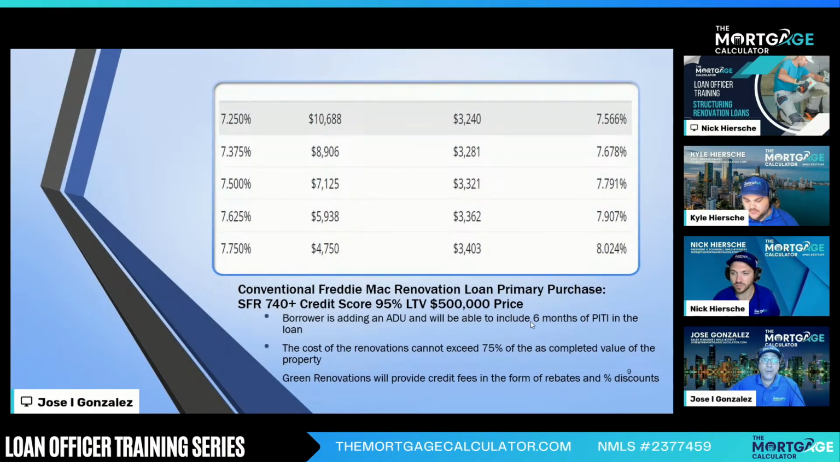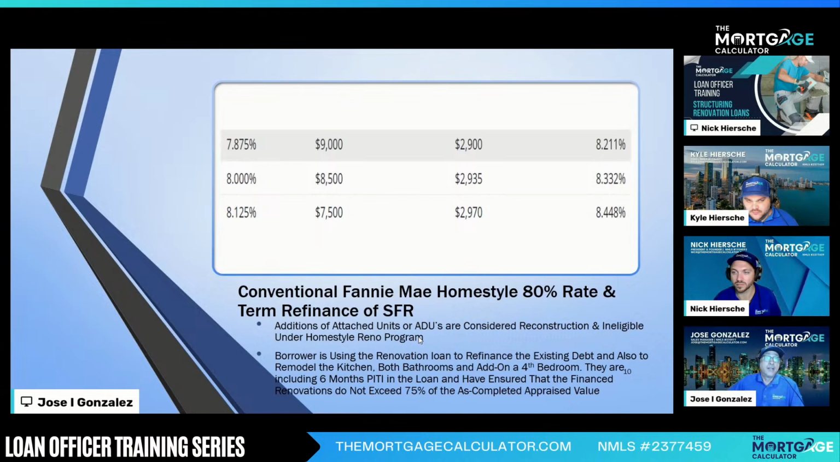So keep in mind, now real important here to note, if your borrower is looking to add an ADU, you have to go with the Freddie Mac option. Now here, this is our Fannie Mae HomeStyle, right? Fannie Mae's renovation product is the HomeStyle, whereas Freddie Mac's is the Choice program. Now here in our example, we have an 80% rate and term refinance. Cash outs are not allowed.